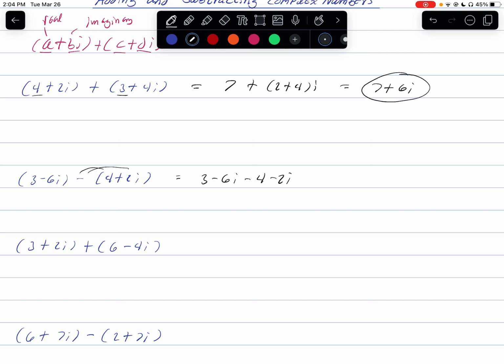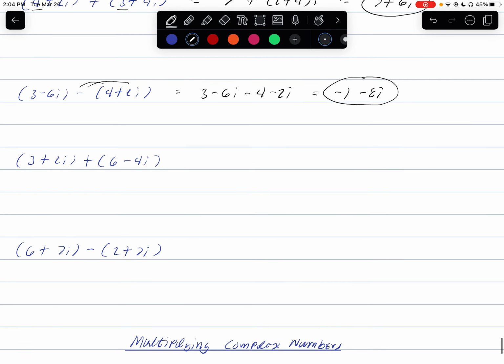So we have the two constant terms here, 3 and negative 4. So 3 plus negative 4 is equal to negative 1. And then we have negative 6i minus 2i. That's minus 8i. Okay. Now let's do 3 plus 2i plus 6 plus 4i. We can combine like terms, I suppose. 3 plus 6 is 9. And then 2i plus negative 4i is minus 2i.